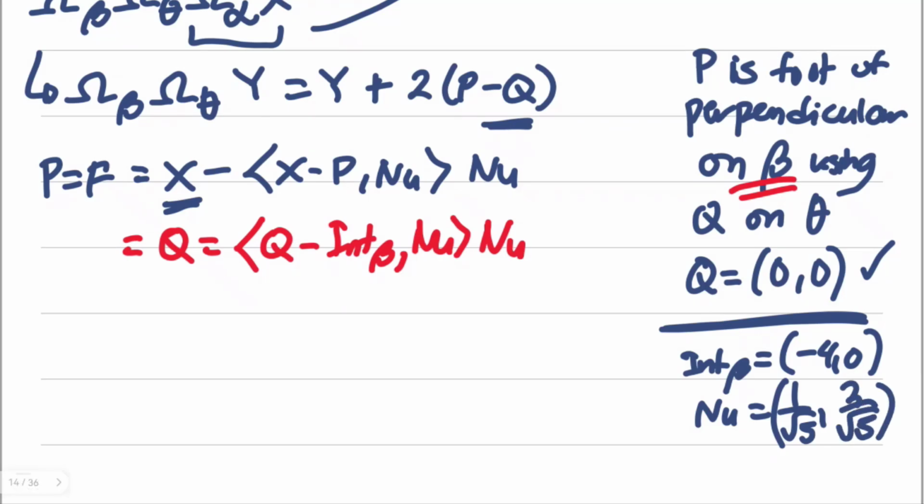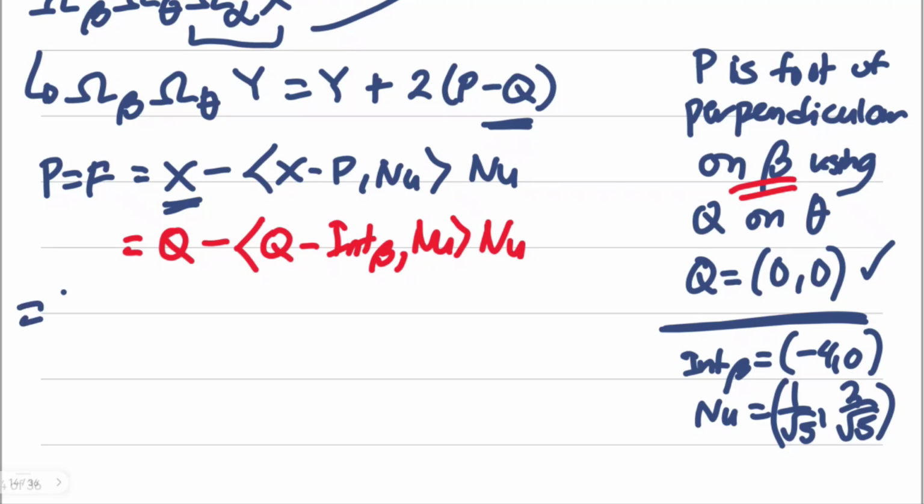So for all of this, we can now solve for our P intended for the translation, or the foot of the perpendicular on our beta, using our Q on theta. So you will have here, sorry, this is minus again. So this should be minus, right? Anyway, so let's try to solve for the foot first.